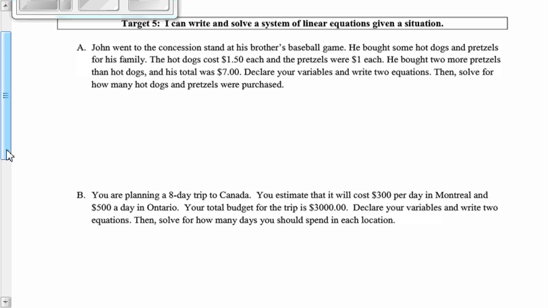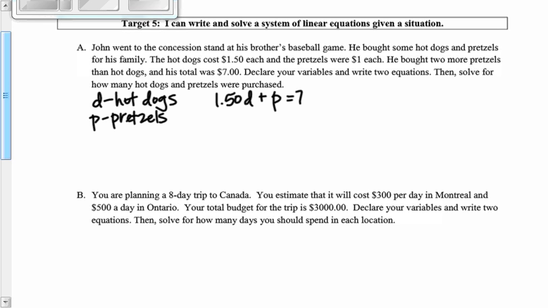So we've got to declare our variables first. I'm going to use D for hot dogs and P for pretzels. And then we're going to write our equation. Our first equation talks about worth. How much is a hot dog worth? It's worth $1.50. How much is a pretzel worth? It's worth $1, so just 1p, or we could just write p, equals. Money plus money should equal total money, so it equals $7.